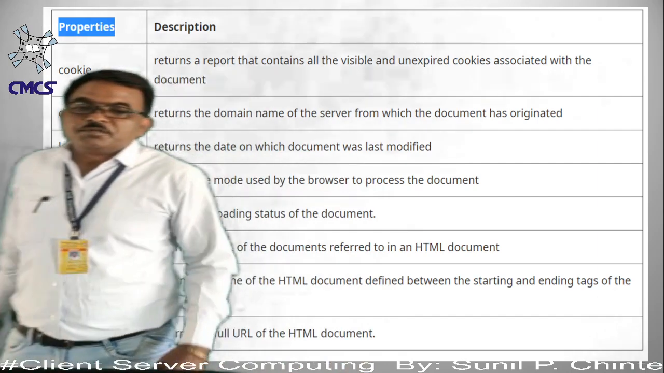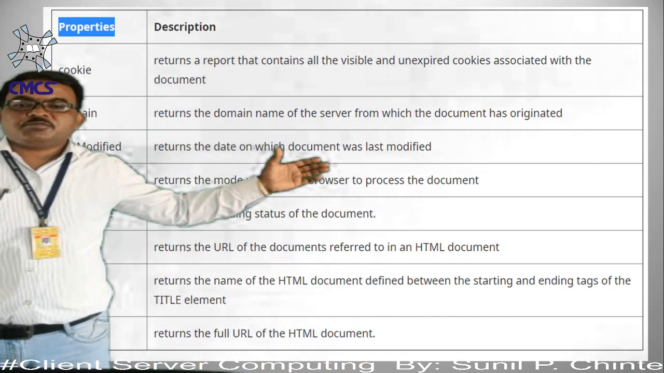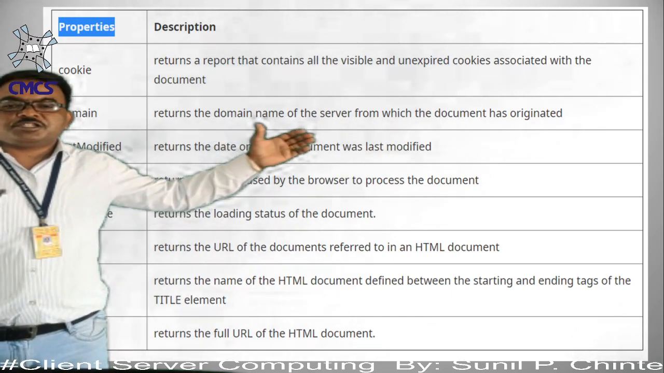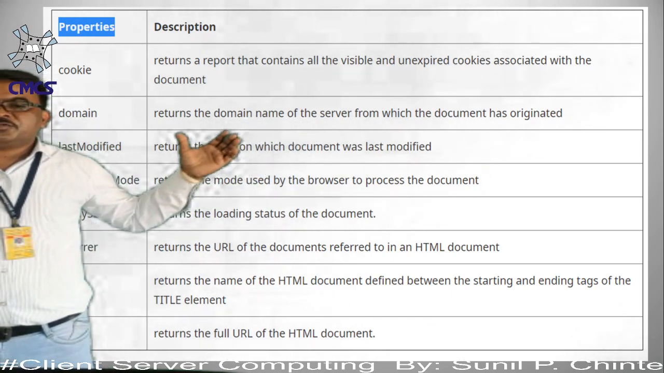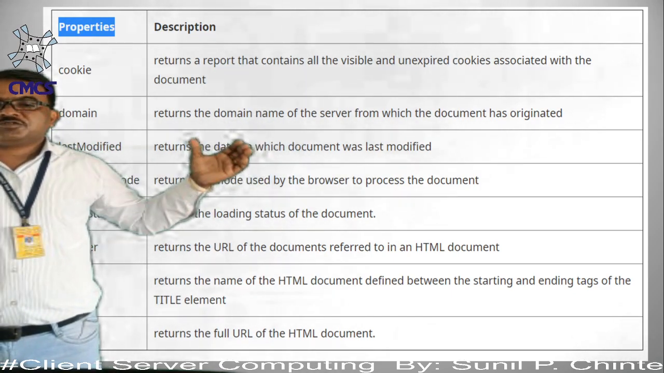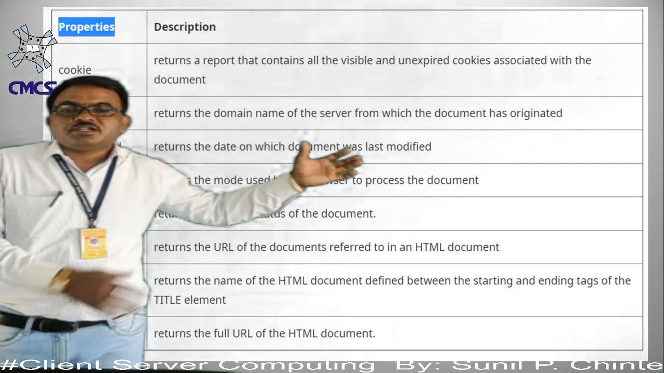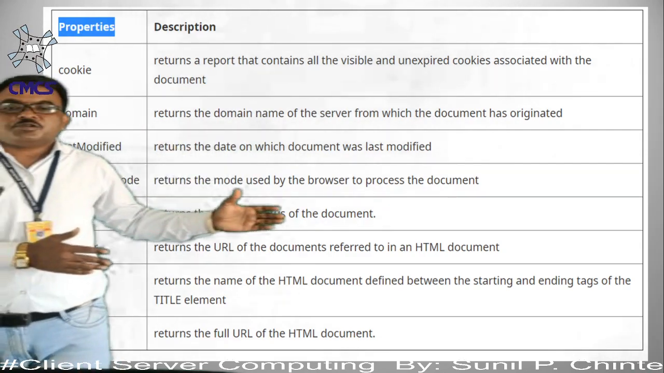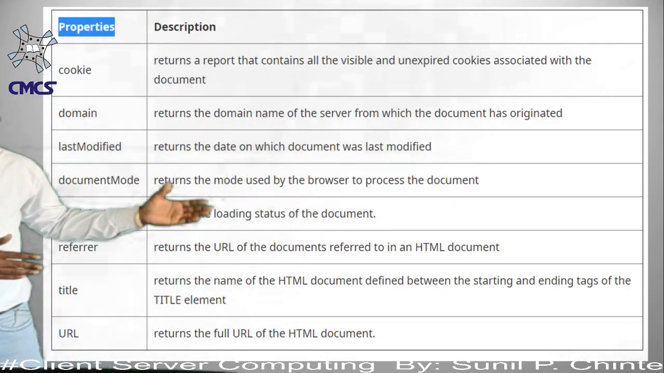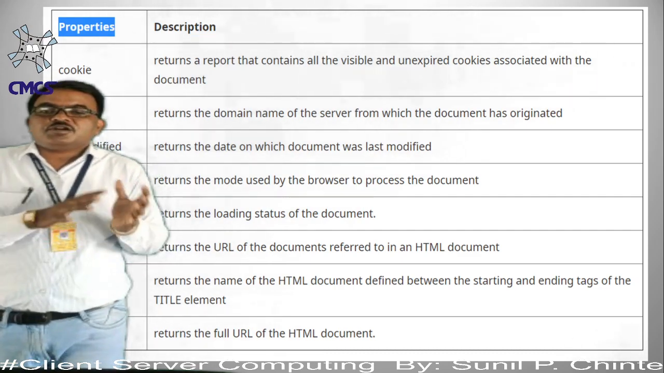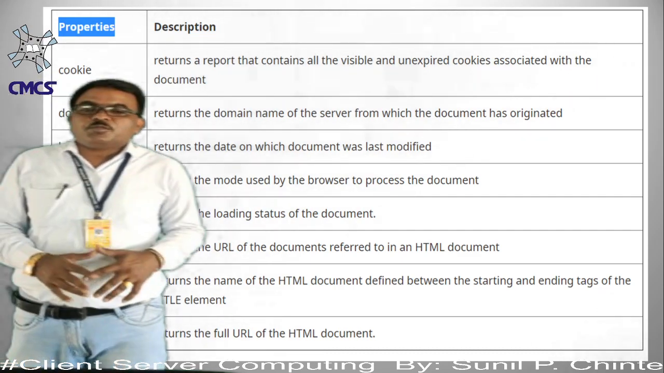The domain property returns the domain name of the server from which the document has originated. Means by using this domain property, you get the name of the server from which the document has originated. Then the next, the lastModified property, returns the date on which the document has been modified.